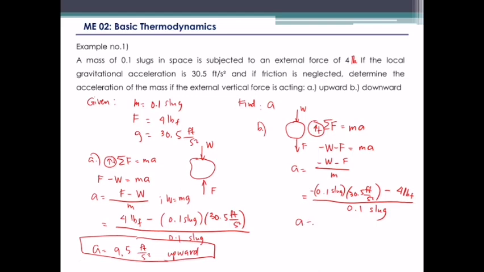We expect this to be negative. This is now negative 3.05 minus 4, negative 7.05, over 0.1. So that is negative 70.5 feet per second squared. Since it is negative, it is downward. With the effect of its weight plus the external force downward, of course the acceleration downward is very fast.